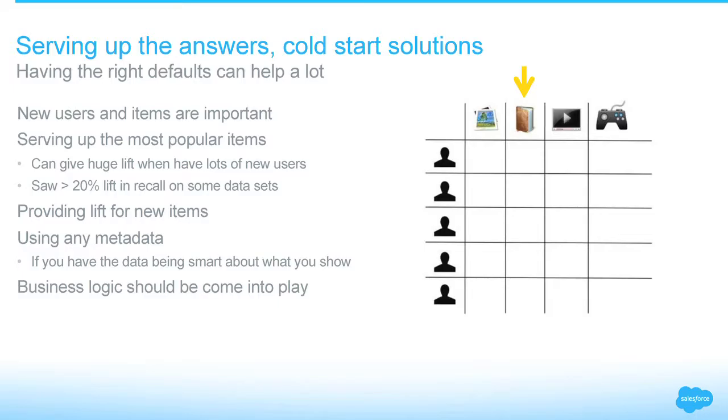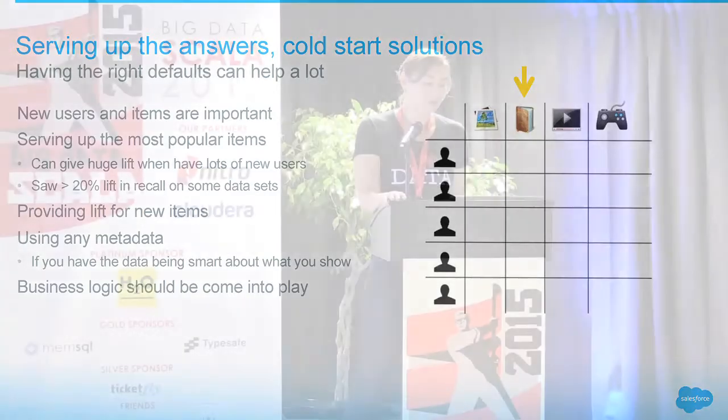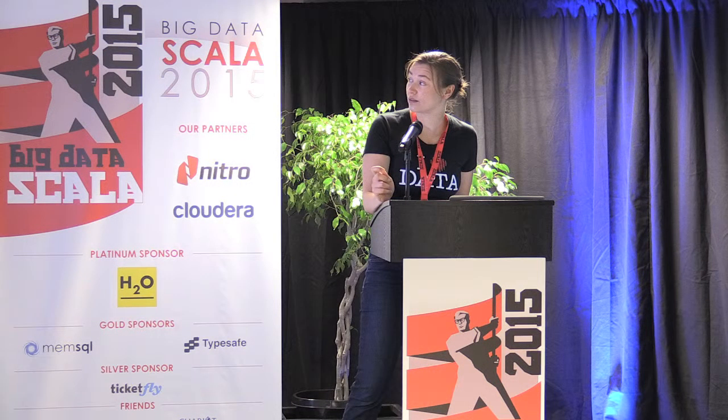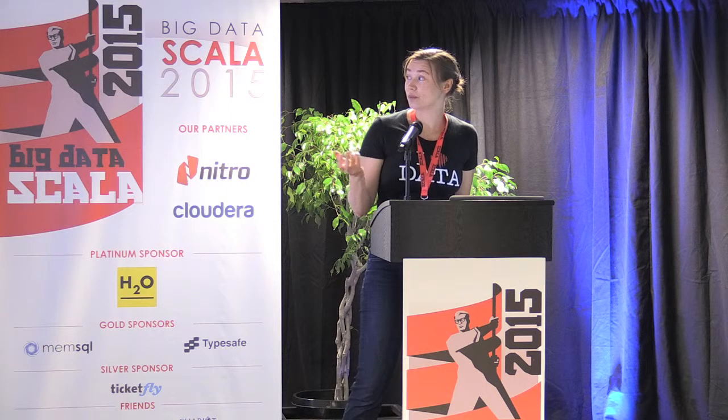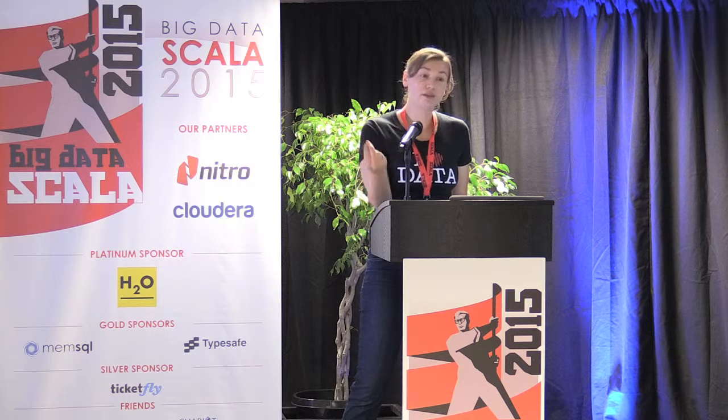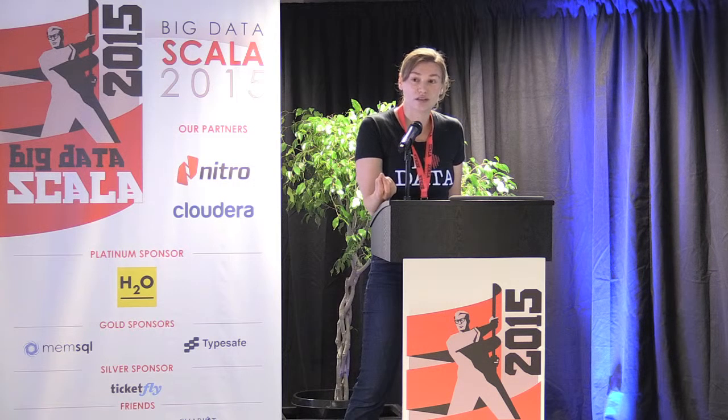The final point I'm going to make is around presentation. The cold start problem is a big deal in terms of what you're going to show people. What happens when you get a new user? What happens when you get a new item? With new users, you can gain a lot by showing the most popular items. We saw better than a 20% lift just by showing the most popular items to new users.